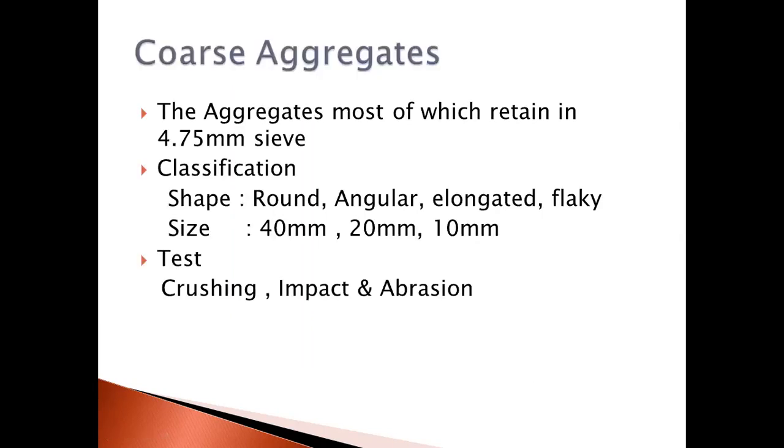Let's see about the coarse aggregate. The aggregates, most of which are retained on the 4.75 mm sieve, are known as coarse aggregate. We can classify coarse aggregate based on shape. It can be round, angular, elongated, and flaky. The first is round, the next is angular, which is what we use on our site. Elongated means one dimension is more than the other two dimensions. Flaky means one dimension is very thin compared to the other two dimensions.